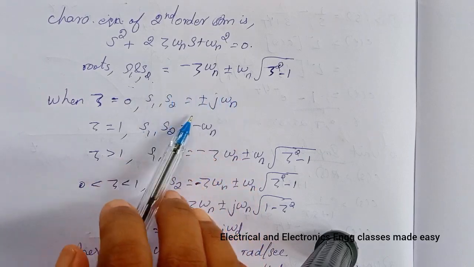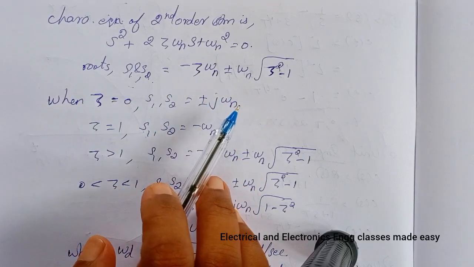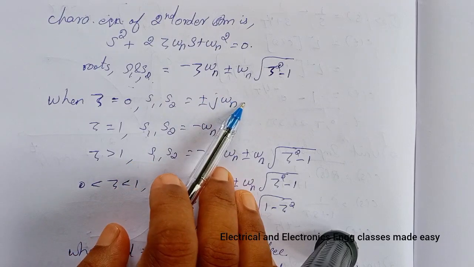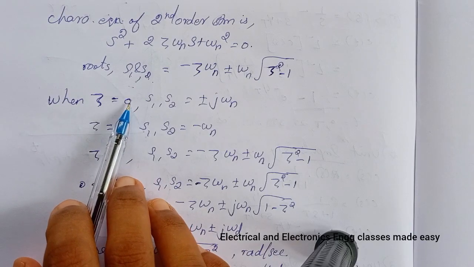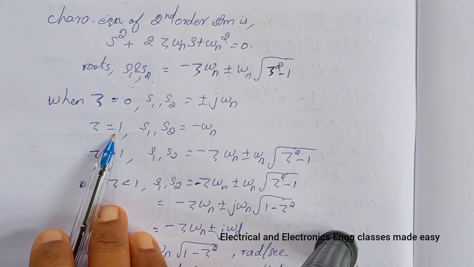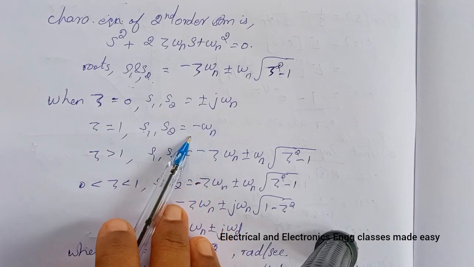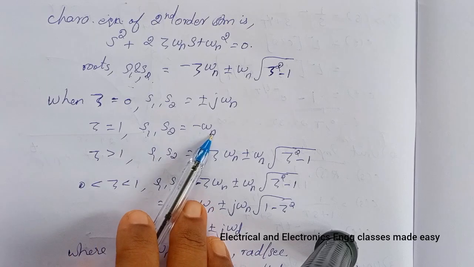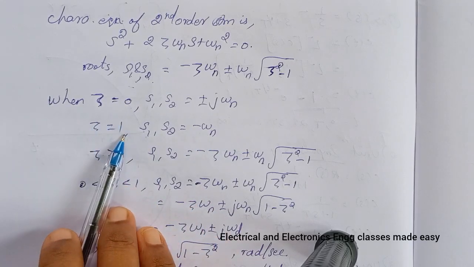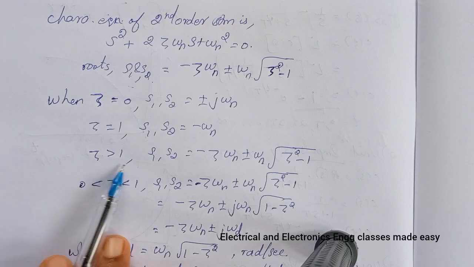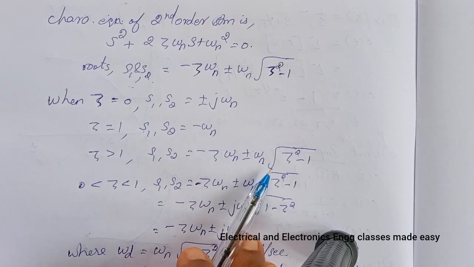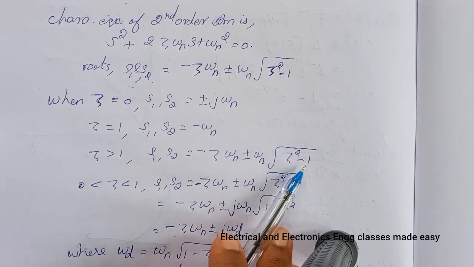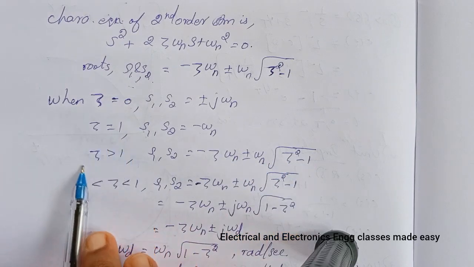Here, when zeta is equal to 0, the roots are purely imaginary and the system is undamped. That is, zeta equal to 0 means it is an undamped system. And when zeta is equal to 1, the roots are real and equal, and the system is critically damped. And when zeta is greater than 1, we get the roots as minus zeta omega n plus or minus omega n into root of zeta square minus 1. That is, the roots are real and unequal, and the system is overdamped.